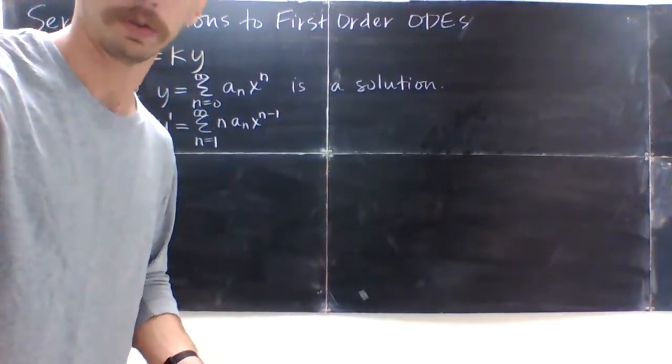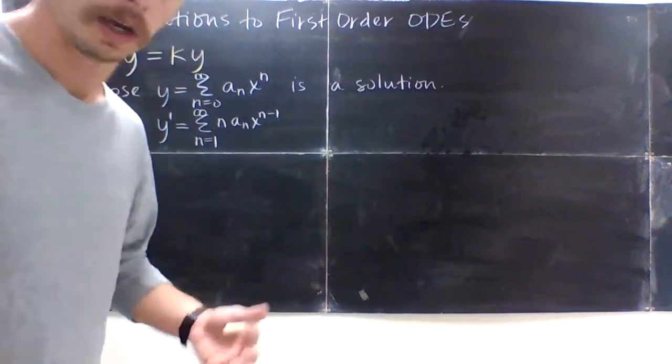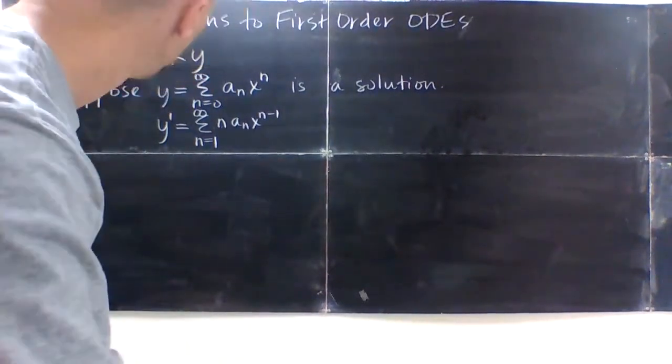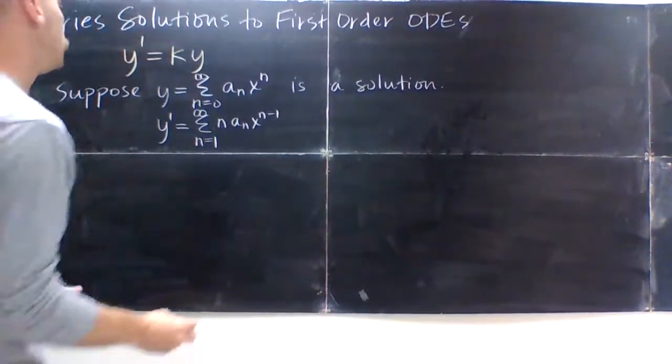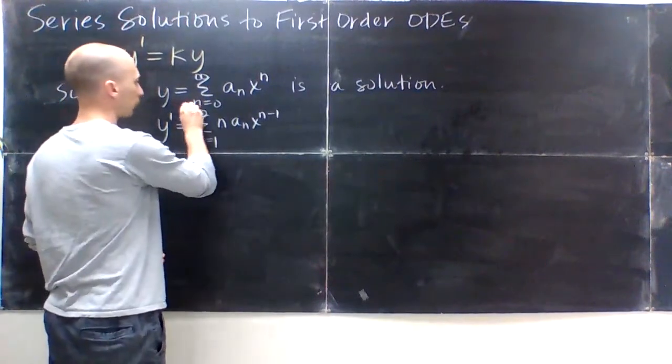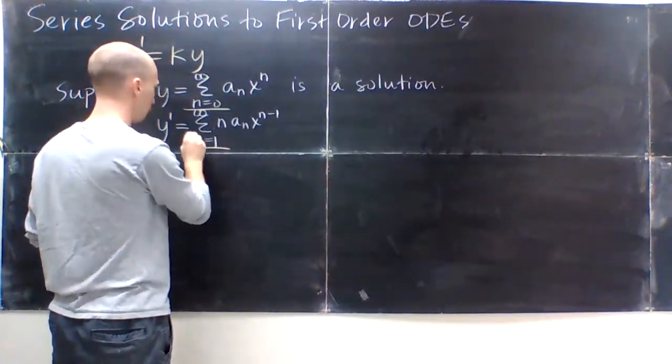Hold on, something weird happened with my laptop. I'm still recording, life is good. Is the difference here, n equals 0 and n equals 1.